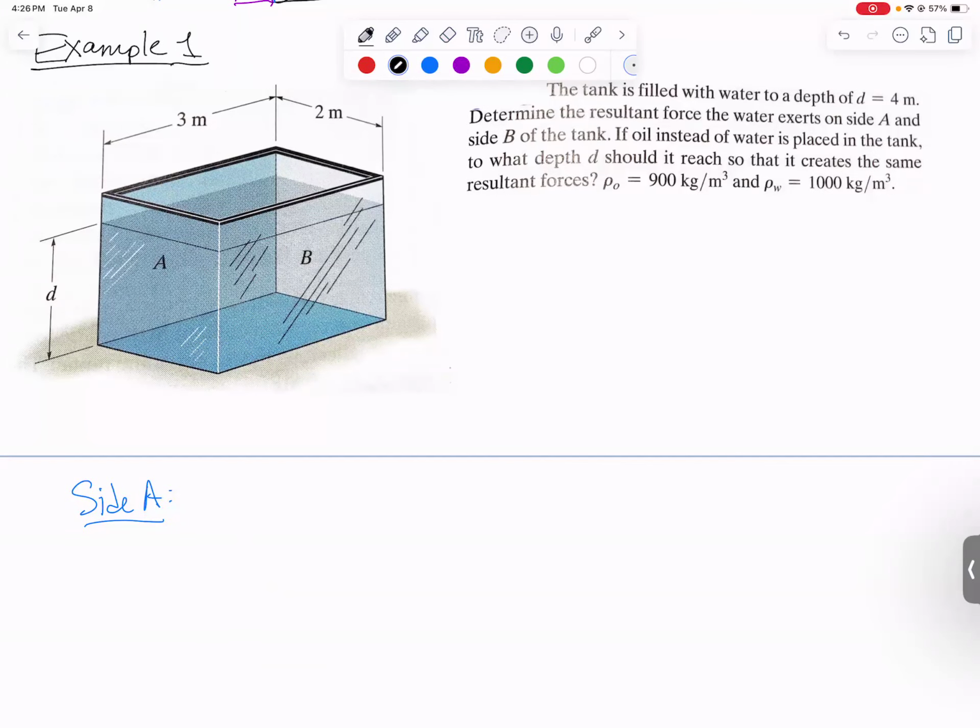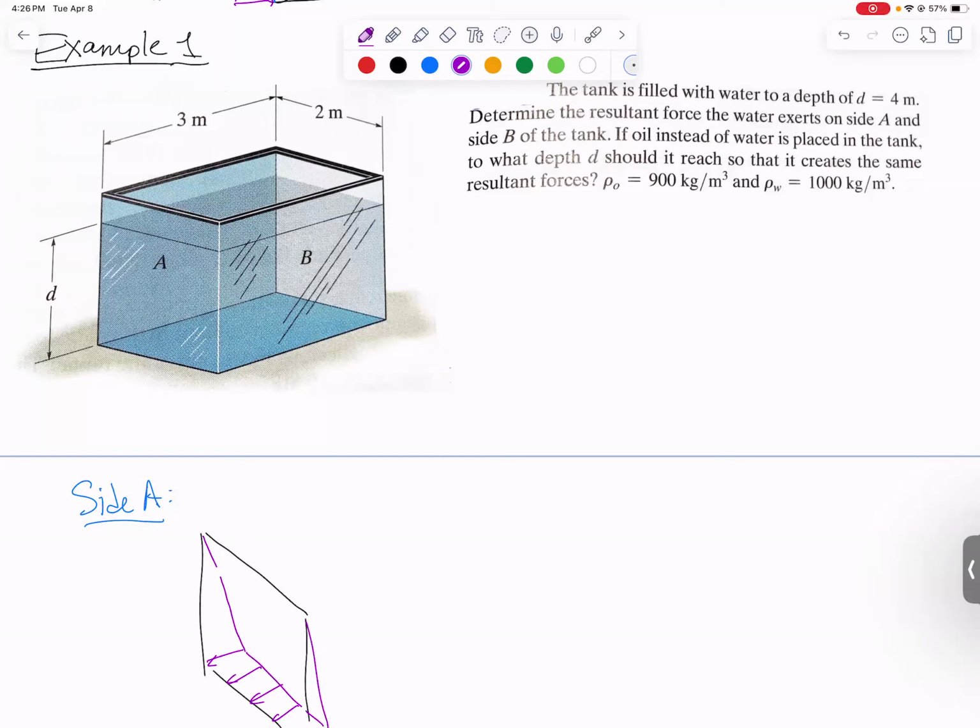We want to do side A. So what does side A look like? Kind of trying to draw this in perspective this way. The idea is that we're going to have a pressure that starts at 0 at the top, and it's going to end up being an outward pressure at the bottom. And it's going to vary kind of linearly like so.